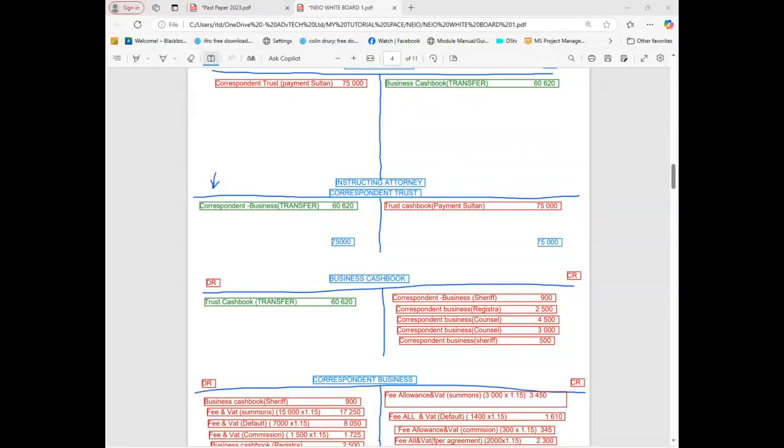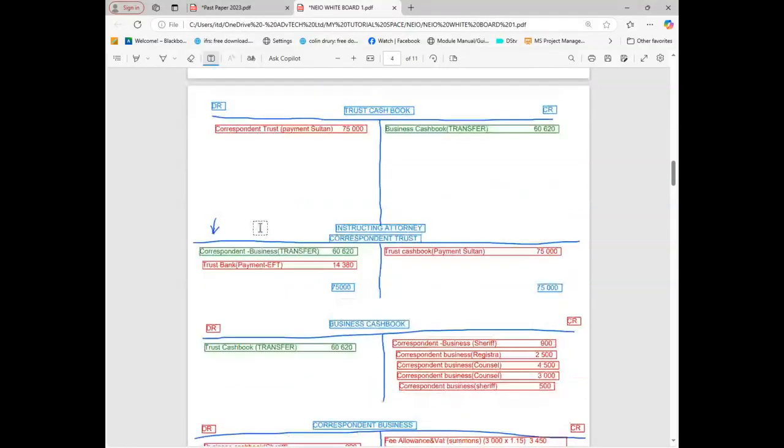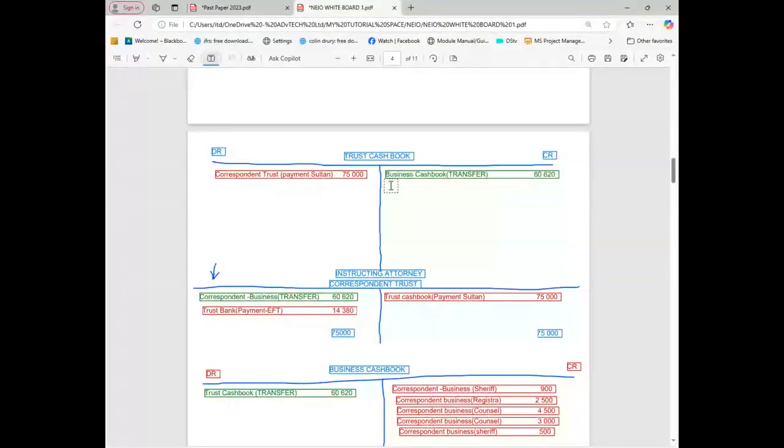The difference is 14,380. Don't you remember that amount? Yes, the EFT was that. That's why I say it must answer itself. This is what we are paying, it belongs to the instructing attorney. So we're going to put that 14,380. Yes. We paid out of the trust account. We must transfer it to the trust account and take it here.